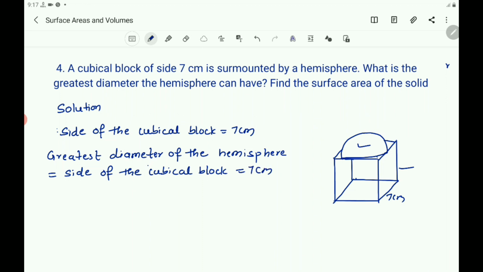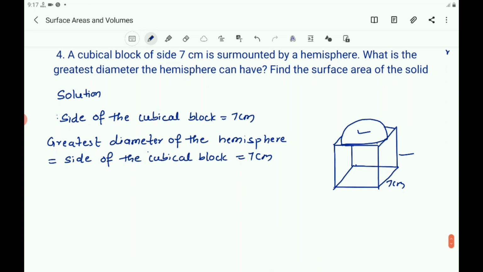Here it is asked what is the greatest diameter of the hemisphere. The greatest diameter will be equal to the side of the cube, so it must be 7 cm. Now the radius of the hemisphere becomes 7 by 2. Therefore r equals 7 by 2 and a, the edge of the cubical block, equals 7 cm.